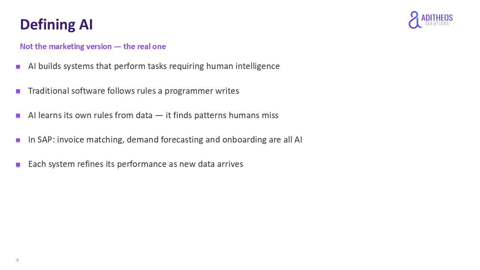Why does this matter in an enterprise context? When SAP embeds AI into invoice matching or demand forecasting, it's not running a scripted process with pre-programmed outcomes. It's running a system that has learned from millions of similar transactions, and it continuously refines its performance as new data arrives. That's a fundamentally different kind of software.